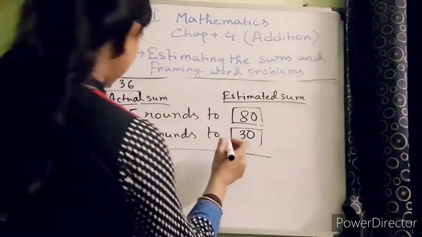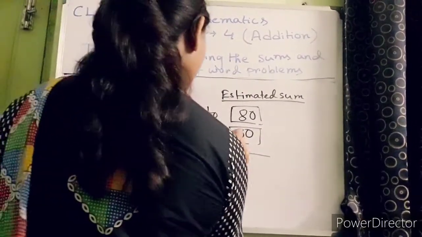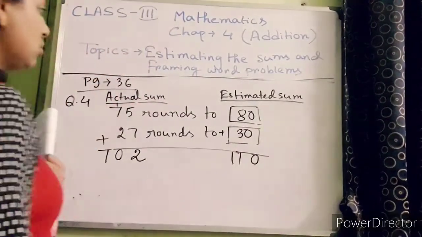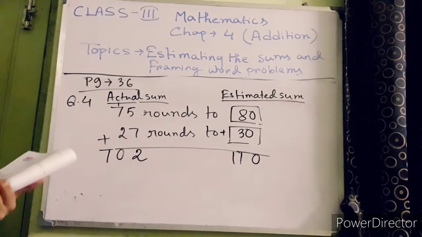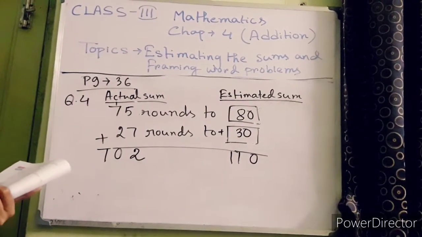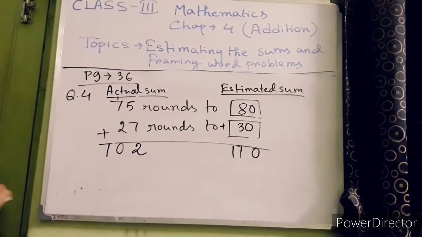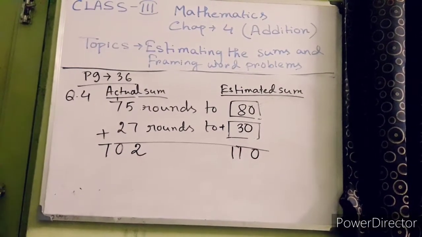So the answer is 0 plus 0, 8 plus 3, 11. So the estimated sum is 110. Estimated sum is 110. Clear? Now I am doing another for you.